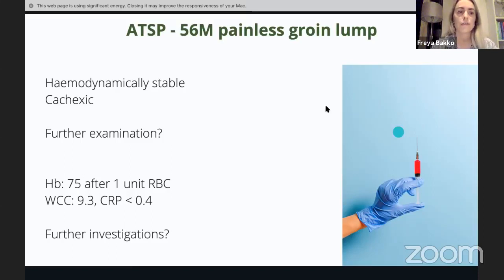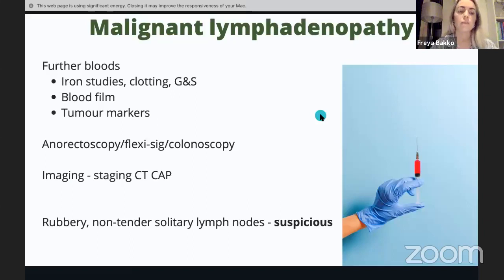So you do some further investigations. Because he's quite anemic, you want to send off iron studies. He's a surgical patient, so always send off your clotting and your group and save. Send off a blood film because of the anemia, and then because of the lymphadenopathy, you probably want to send off some tumour markers. Now, he has this PR bleeding, which hasn't been assessed by a senior yet.